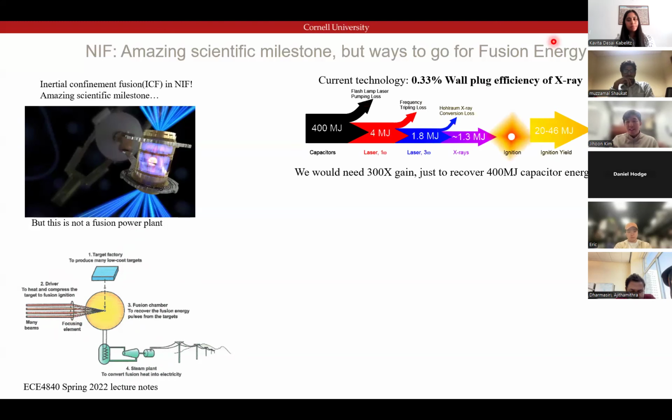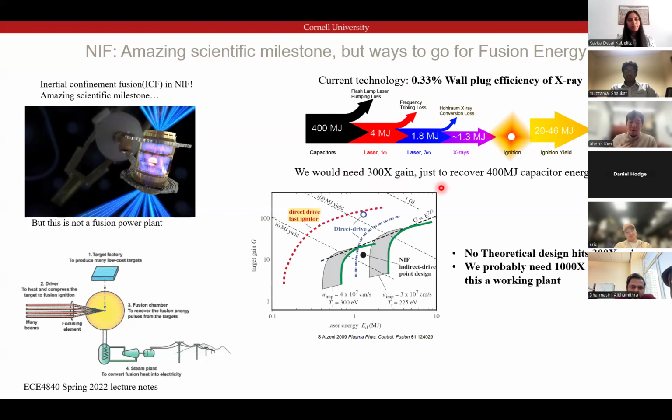This is a little bit of an outdated design, and I don't think the ignition yield was 46 megajoule. I think it's more like 5 megajoule. So you start with 400 megajoule of capacitors, and you make a laser, and you get 1% efficiency, 4 megajoule. And then you have to frequency triple it because 1 micron will destroy the target. So then you have 0.5%, and then you convert that to X-rays, so you get 1.3 megajoule, and then you get 5 megajoule. So we actually lost 300 times the energy. And if we just want to recover the capacitor energy, we will need 300 times gain.